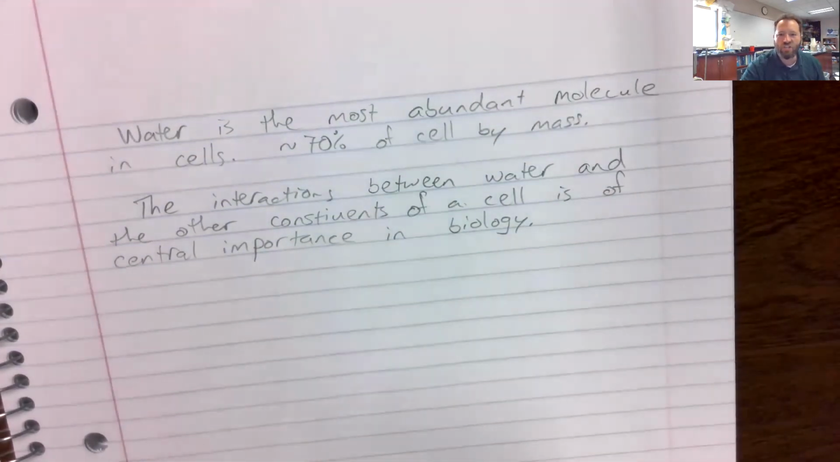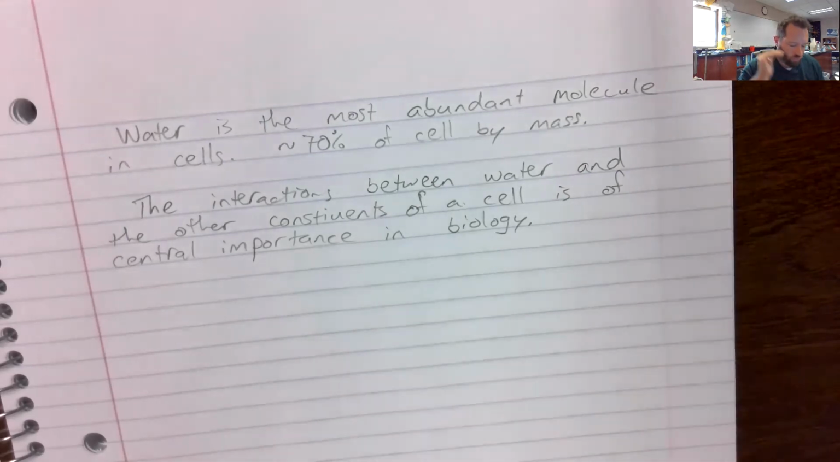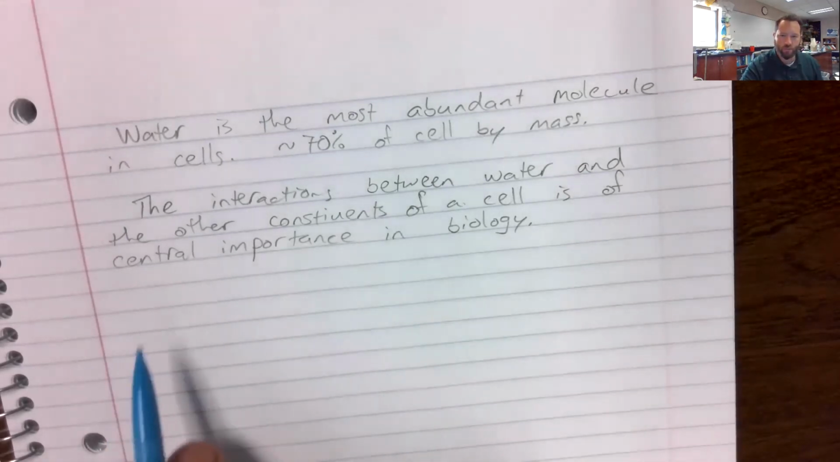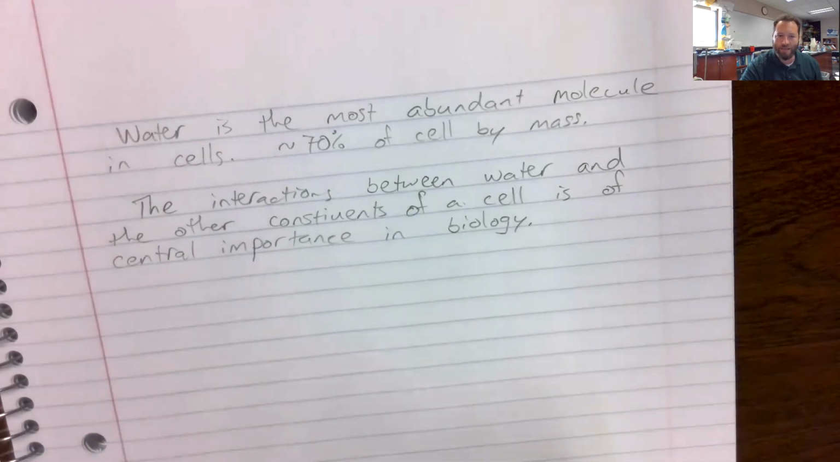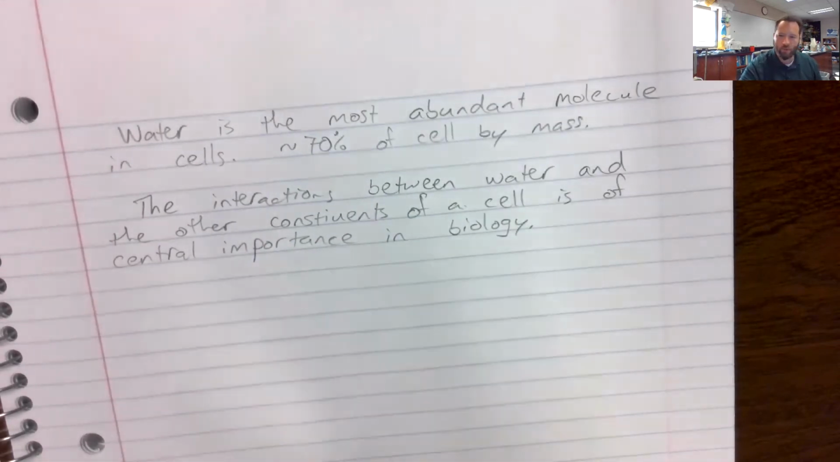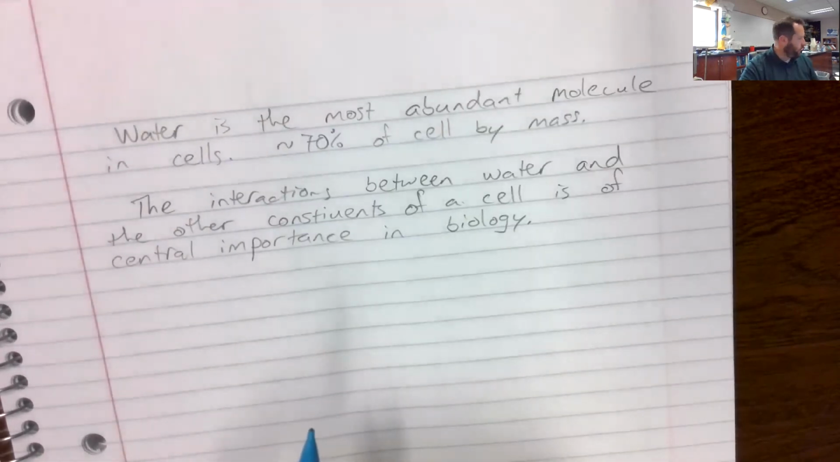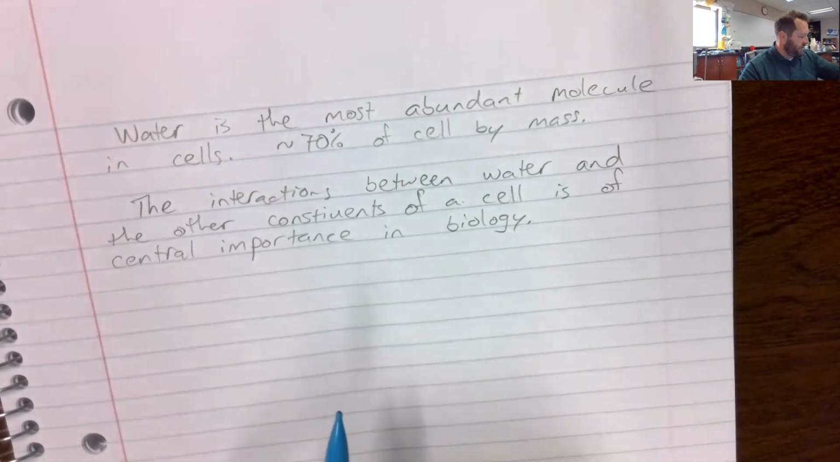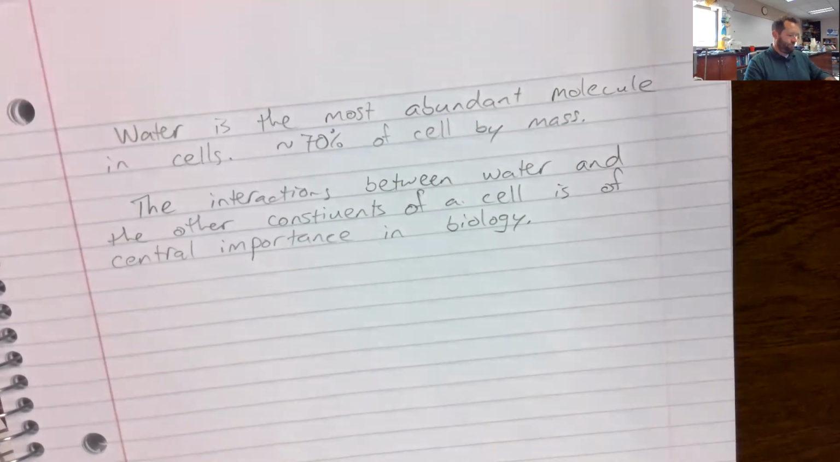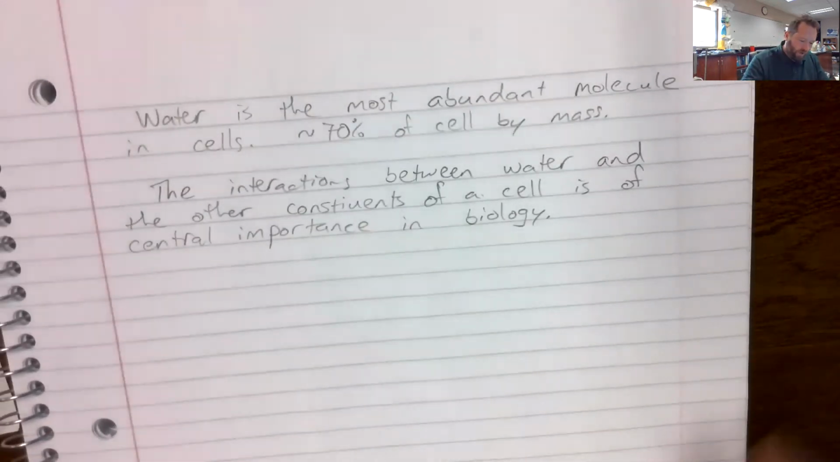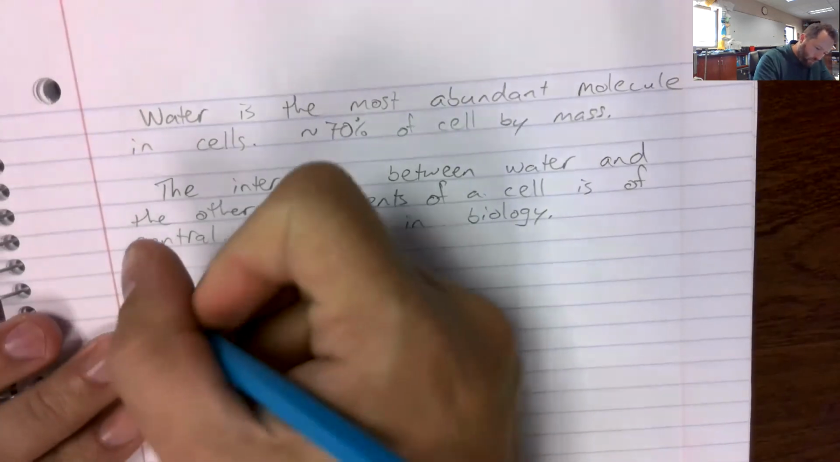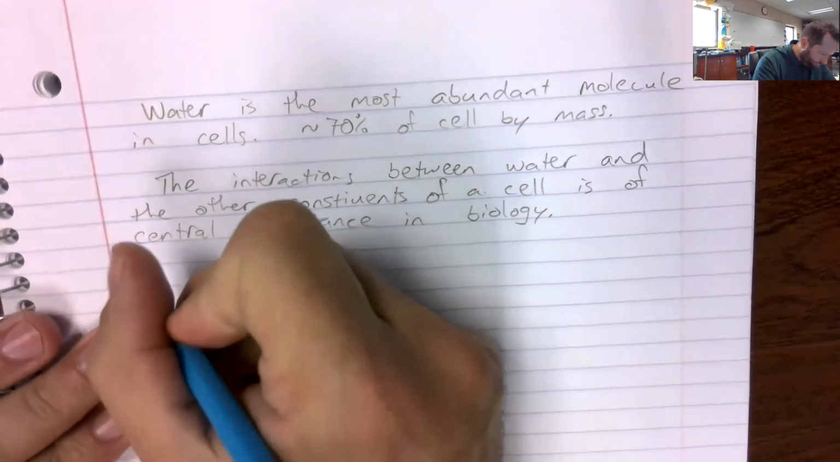So those interactions between water and the other constituents of a cell are going to be a really important thing we discuss as we go through the year in biology. Really important, and so that's why we take some notes on water. We have a good understanding of what we're looking at, why some of our compounds are behaving the way that they do. One last little note here.